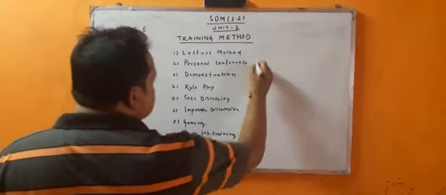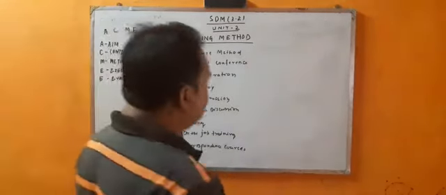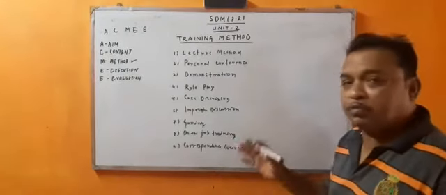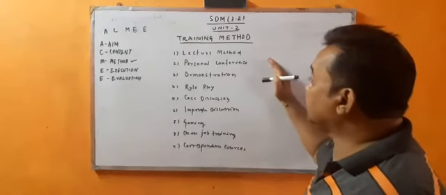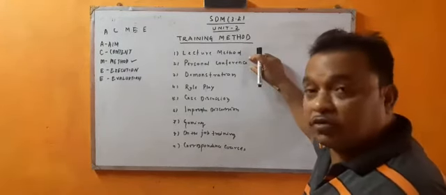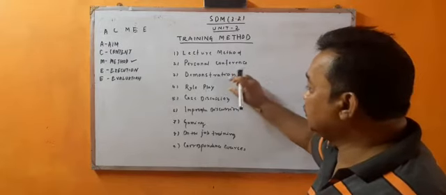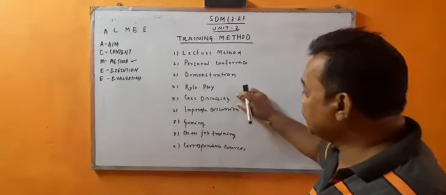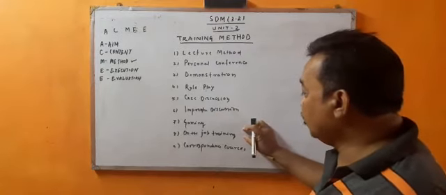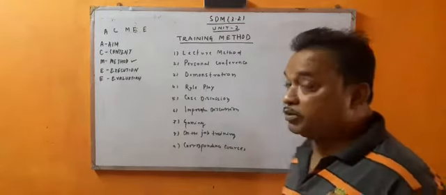These are all the methods. Okay, that is what happened. Students, many more methods are there, but these are the important ones: the lecture method, personal conference method, demonstration method, role play method, case discussion method, then impromptu discussion, gaming, on the job training, as well as the correspondence course.